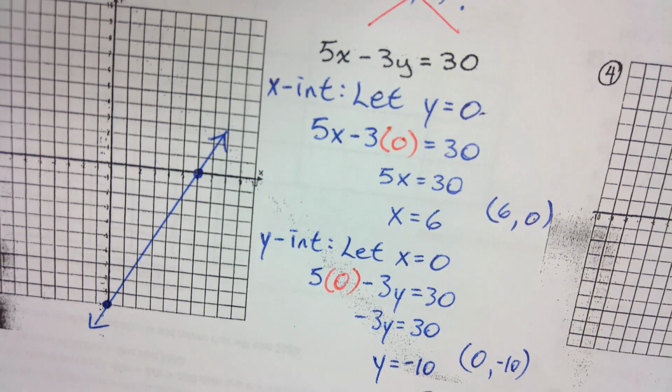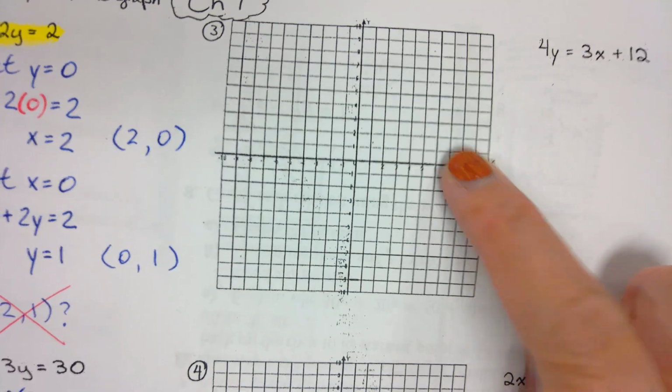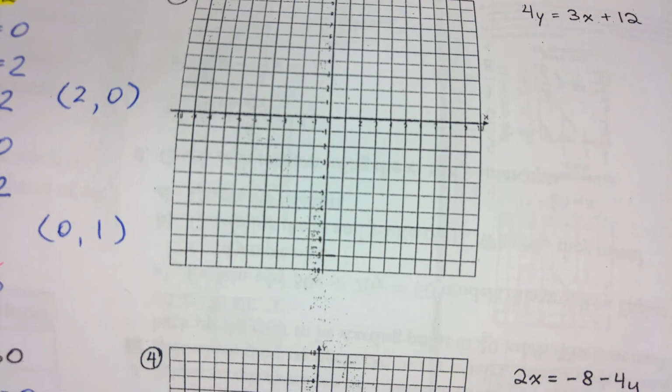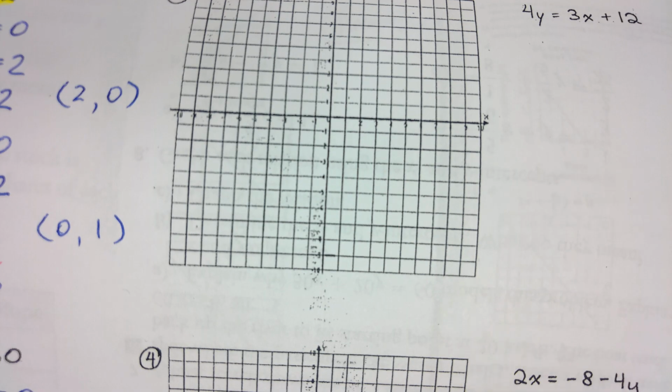Okay. Can we take 5 minutes to try 3 and 4 first? I want you guys to try 3 and 4. So follow the same format. To find x-intercept, let y equal 0. To find y-intercept, let x equal 0. Try these two.